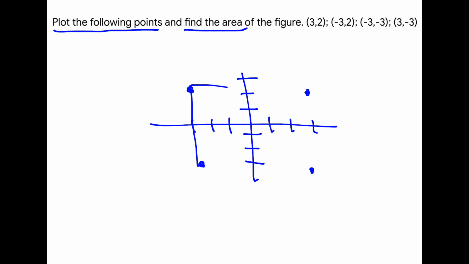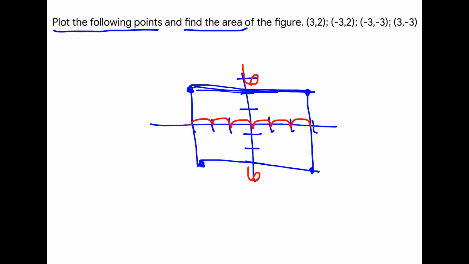So then we're going to draw. This one goes right across here. And we need to find our area. So this length here, we have 1, 2, 3, 4, 5, 6. We know that the length is 6.